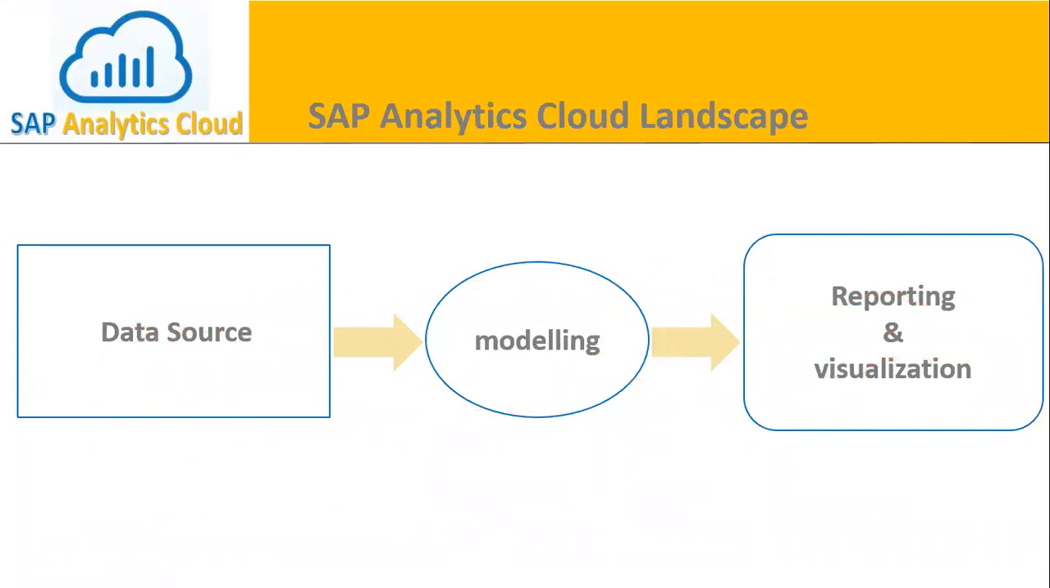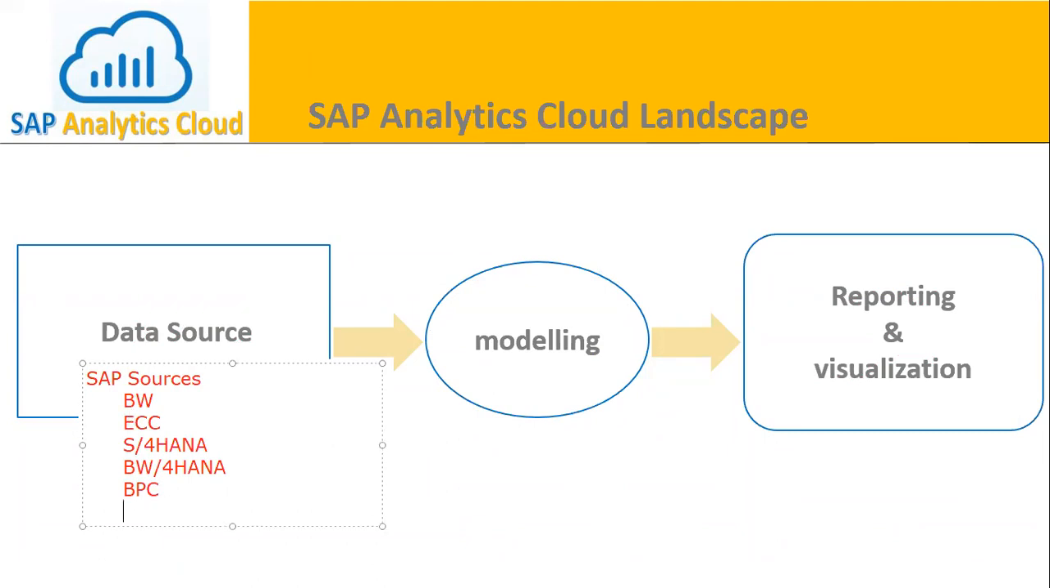I have a couple of queries regarding this landscape. I will start with the first one. As you mentioned, SAC will support SAP and non-SAP source systems. For instance, BW will also be a source system for SAC? Yes, BW will be a source. ECC will be a source. S/4HANA will be a source. BW/4HANA will be a source. BPC will be a source. BO Universe will be a source.